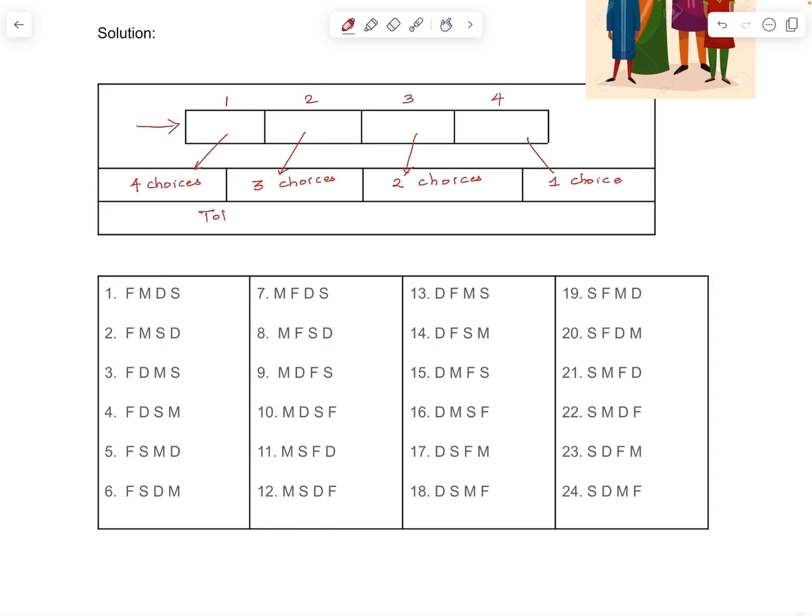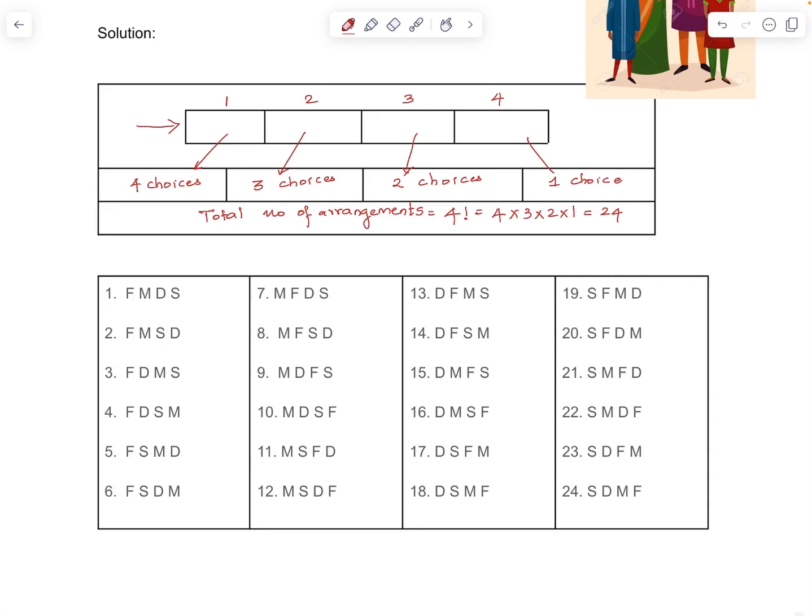So total number of arrangements is equal to 4 factorial, which is 4 into 3 into 2 into 1, which is 24. So we have 24 arrangements in which the father, mother, son, and daughter can line up for the photograph.